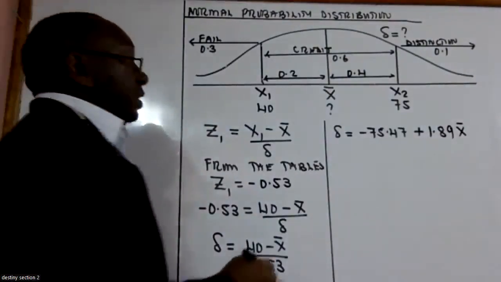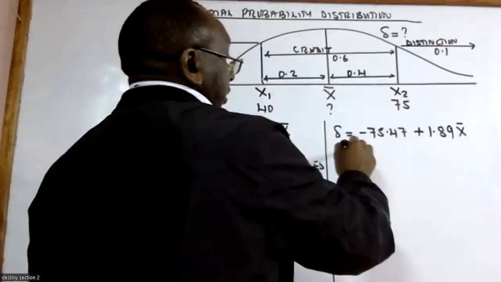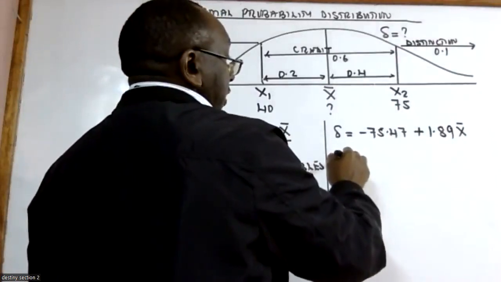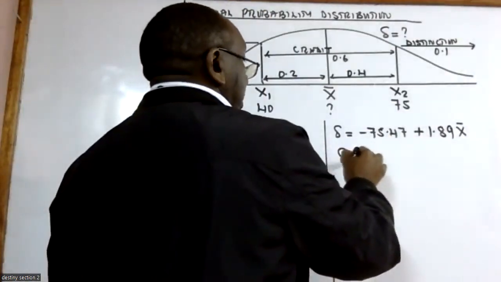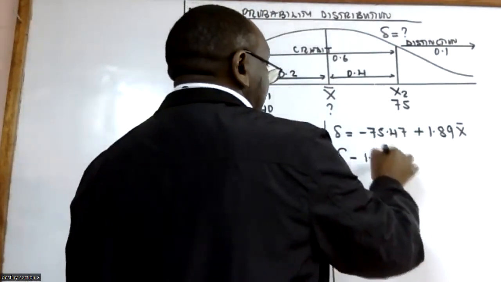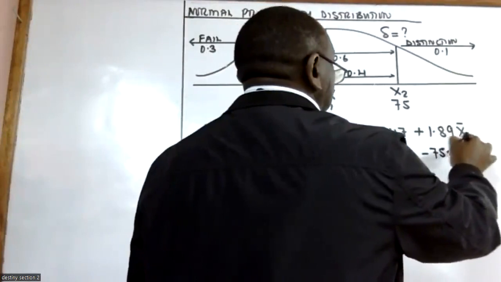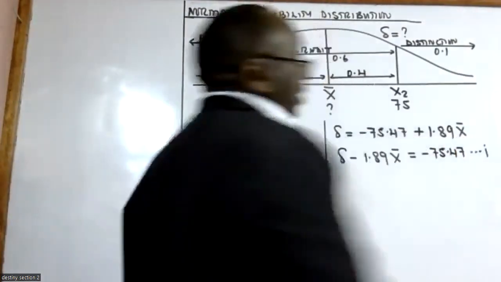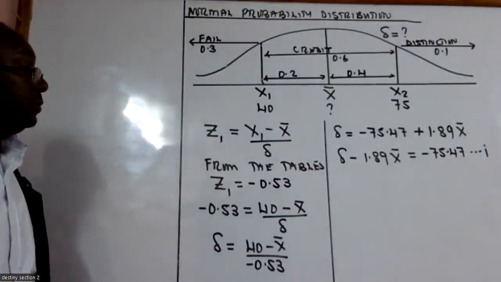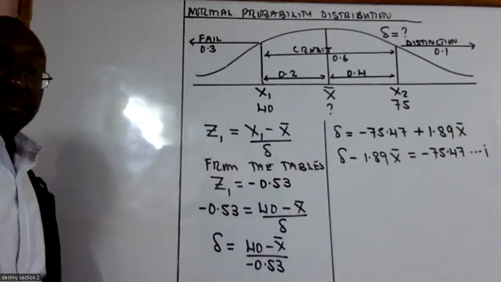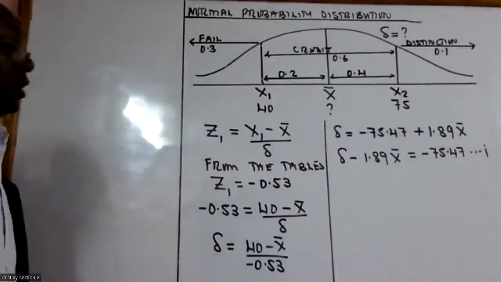So we can put like terms together. Hiyo hii ikibie na huku ama ikikuja na huku itaachwa na standard deviation minus 1.89 x bar is equals to negative 75.47. This one you call it equation number 1.